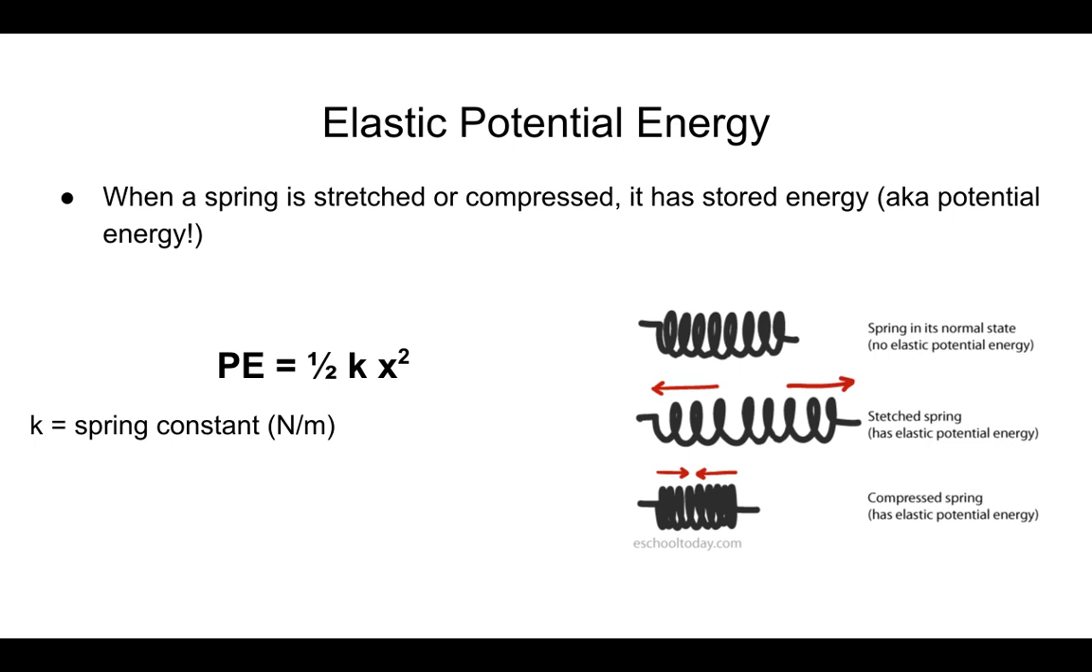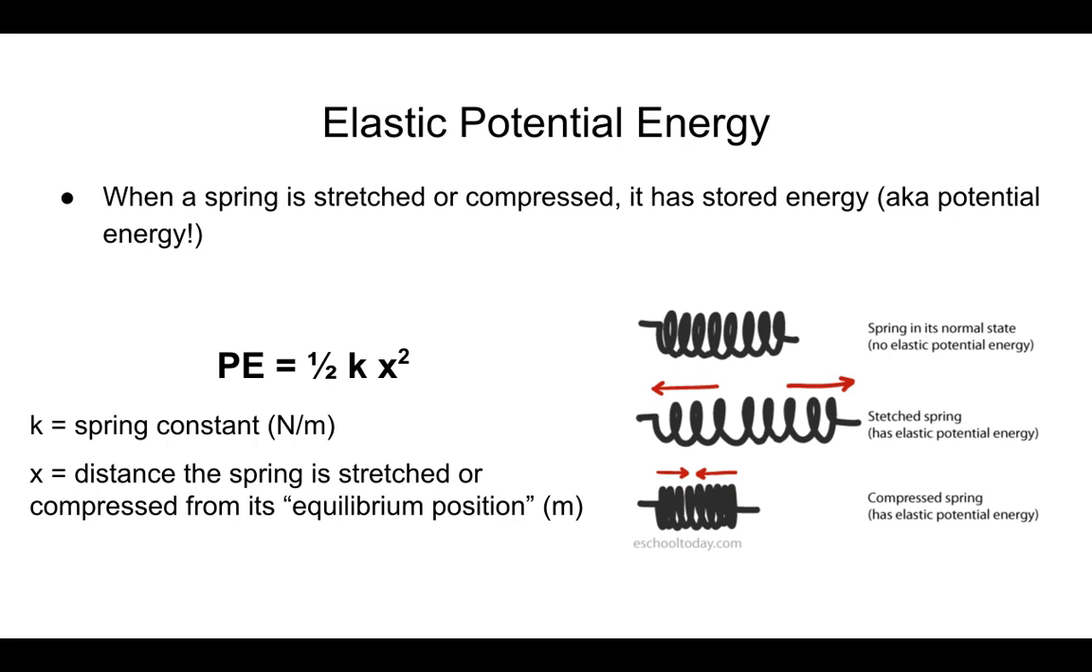Every spring has a spring constant. The stiffer the spring is, the higher the k value, or the spring constant value. You'll see values ranging from like 20 to like 2,000. So they can be really big sometimes. So don't be alarmed if you get a k that's really big.